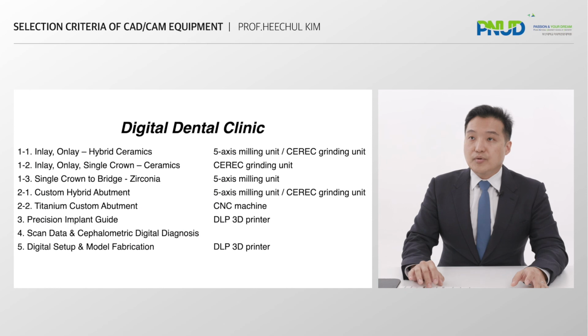This is a summary of the most ideal modelless workflow depending on different fabrication categories. The most appropriate for ceramic is the CEREC grinding unit, and for zirconia and polymer, a 5-axis milling unit would work best. But for titanium abutments, it would be wiser to outsource for CNC milling. Lastly, a 3D printer is necessary for orthodontics and implant guides.